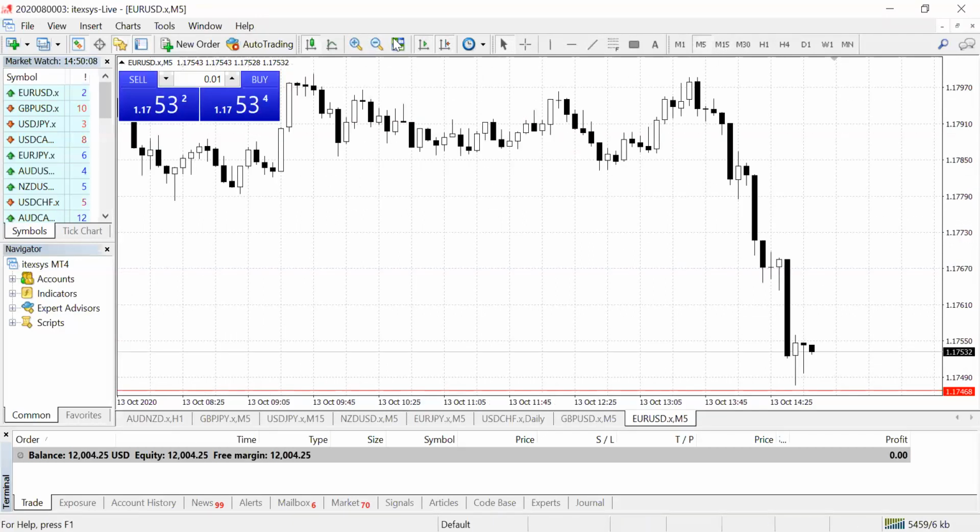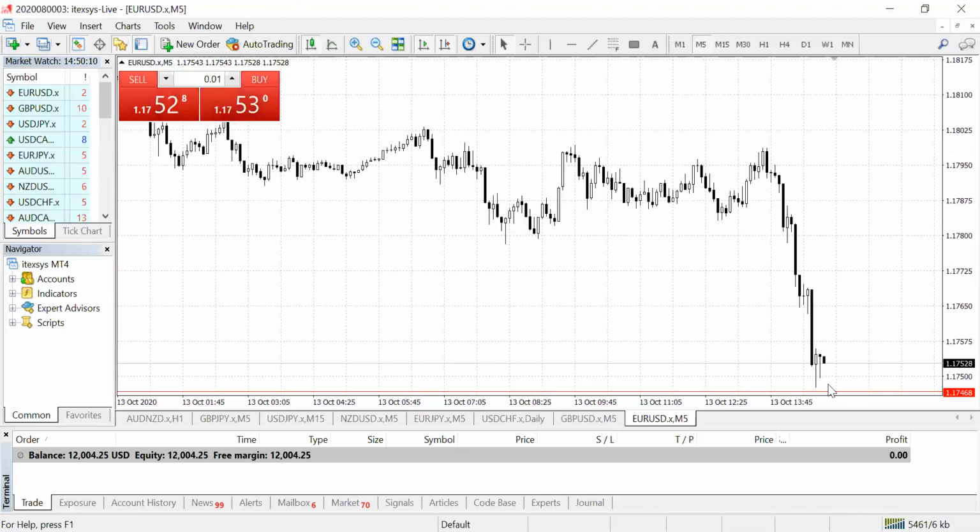On the 5-minute chart, we haven't had a pullback. So I would be looking for a new pullback and a new opportunity to sell either this area or this area right here.